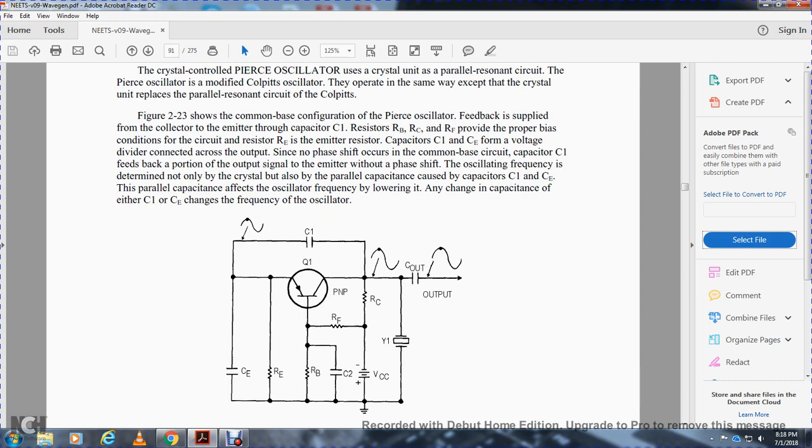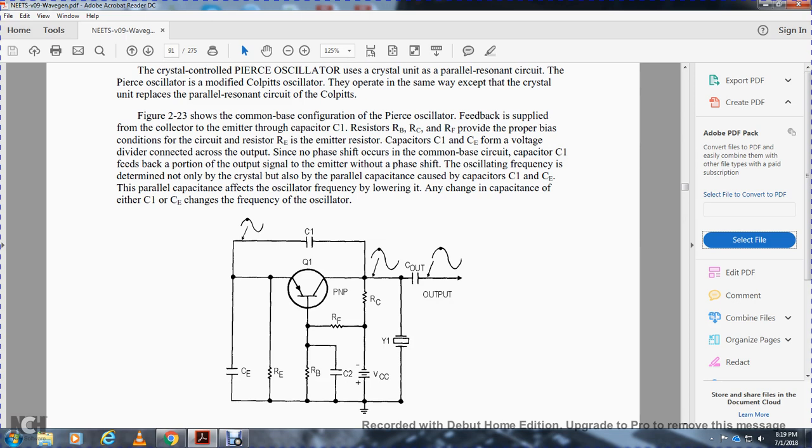Feedback is supplied from the collector to the emitter through capacitor 1. The bias resistor, the collector resistor, and the forward bias resistor provide the proper bias for the circuit, with the emitter resistor at the emitter. Capacitor 1 and the emitter capacitor form a voltage divider connected across the output. Since there is no phase shift in the output of the common base circuit, capacitor 1 feeds back a portion of the output signal to the emitter without phase shift.